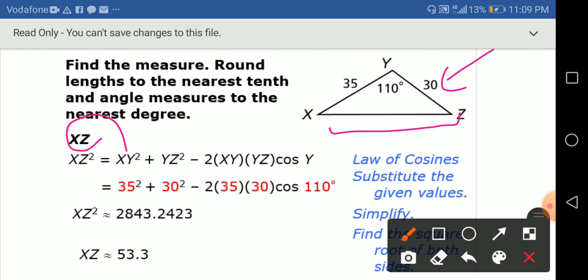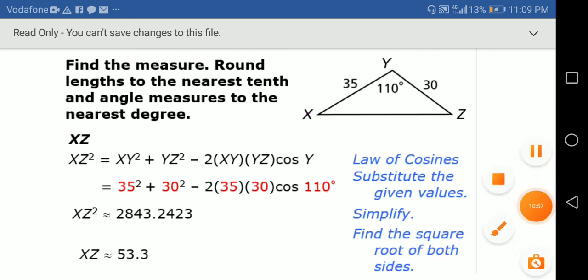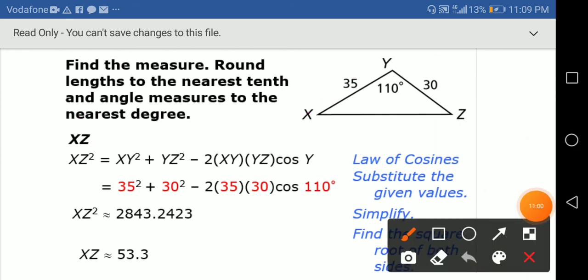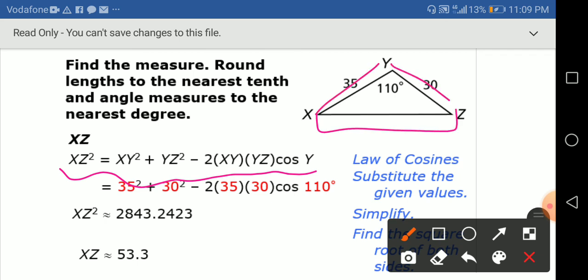I will use XZ power 2 equal XY power 2. Okay guys, now I'm using the law of cosines, and I will show it to you again. What's the law of cosine? This is the law of cosine. XZ power 2 equals XY power 2 plus YZ power 2, but it differs from the Pythagorean theorem. Pythagorean theorem, remember, is for a right angle triangle, but here I'm talking about the cosine rule.